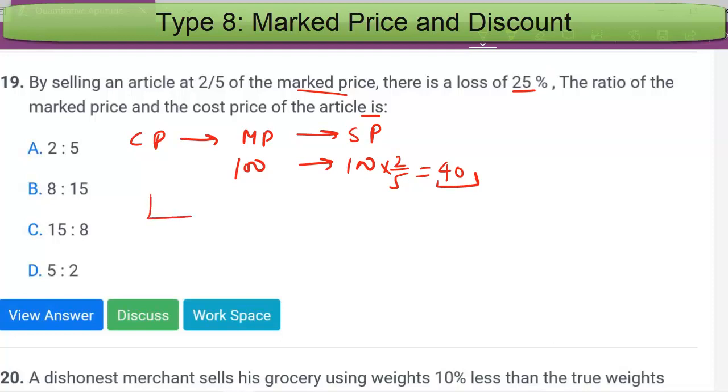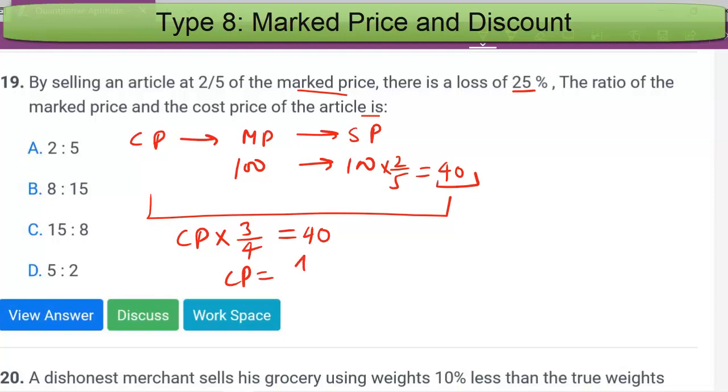So you can calculate the CP. If there is a loss of 25%, that means 75% is remaining. So CP multiplied by 3 by 4, which is equivalent to 75%, is equal to 40. So CP is equal to 40 into 4 by 3, so 160 by 3 becomes the CP.